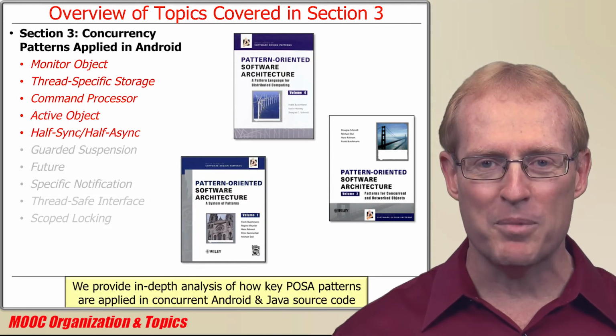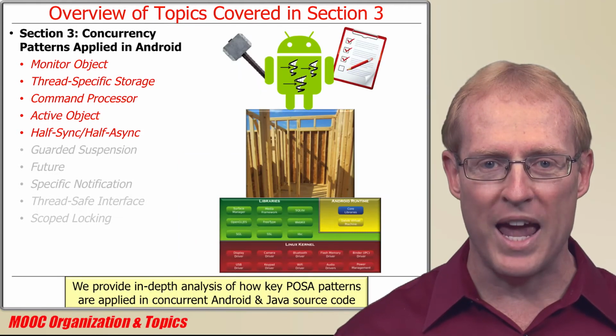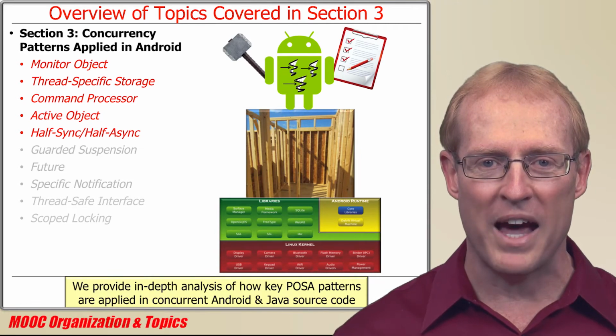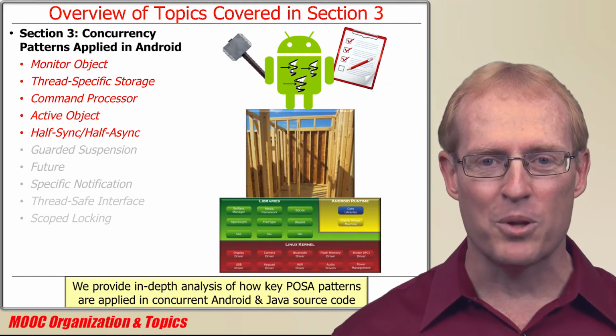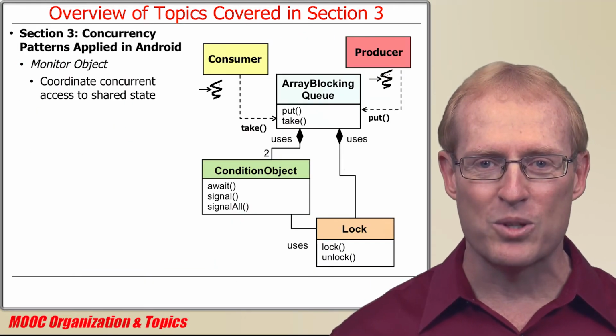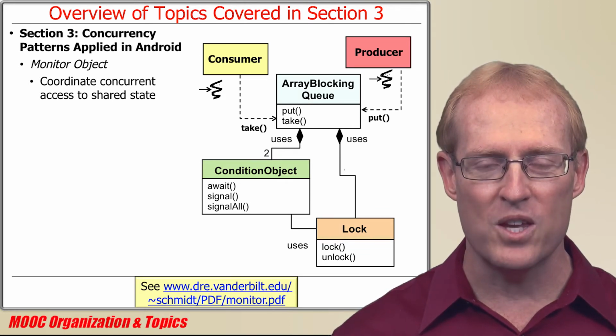We provide in-depth analysis of several key POSA patterns applied in concurrent Android and Java source code, such as the Android HaMeR and AsyncTask frameworks, as well as the Java util concurrent package available in the Android runtime layer. For example, the monitor object pattern is applied by various synchronized queues in Java util concurrent to coordinate concurrent access to shared state within the queues.